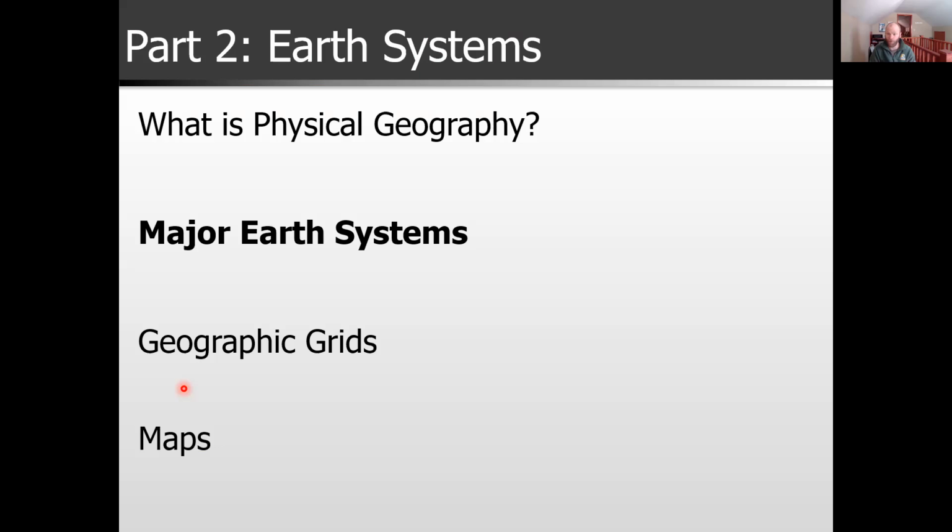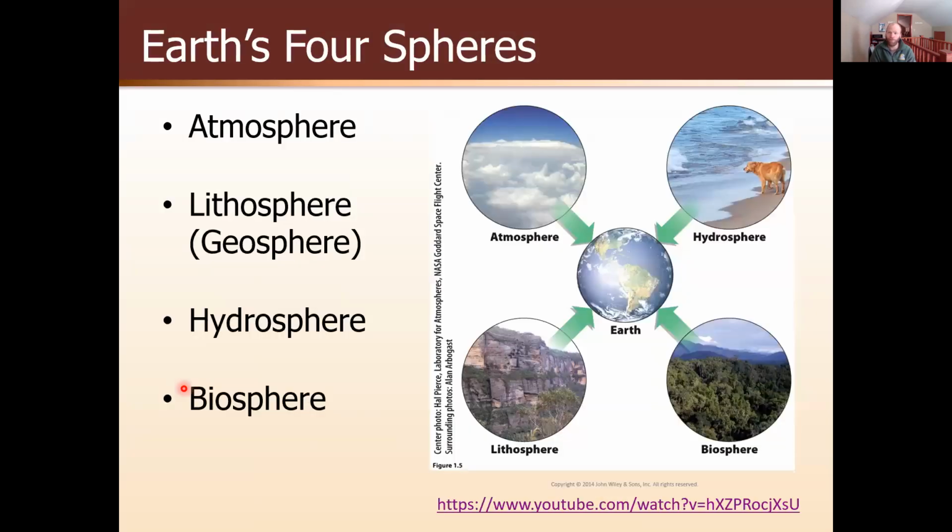Going further with this general introduction of physical geography, we are focusing on the four major Earth systems. Here we'll be focused on the atmosphere, the lithosphere, also known as the geosphere, the hydrosphere, and the biosphere.